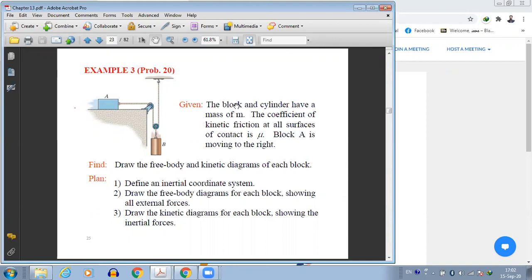So let's say, for example, we have a body here which is connected with a rope and pulley arrangement, and this body B is connected with the pulley. Okay, so this A is a block, B is a cylinder, and whenever there is a motion. So let's draw the free body diagram for this case.